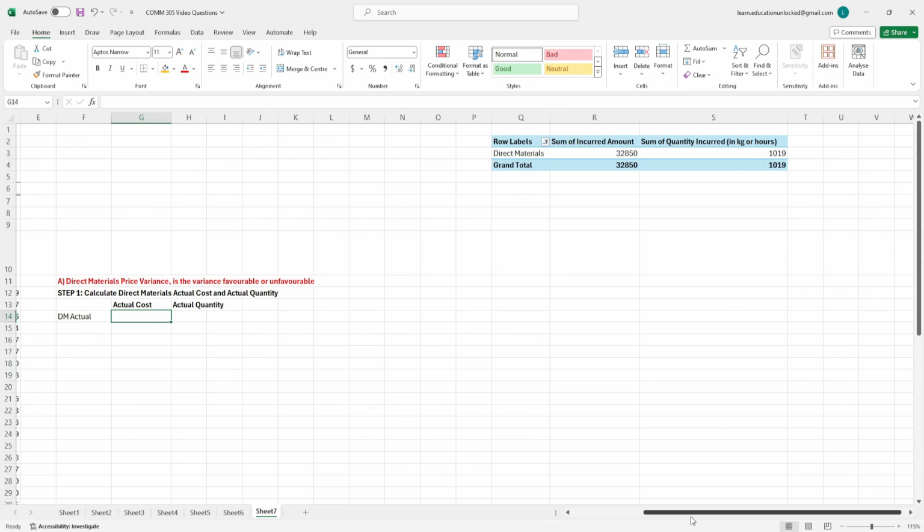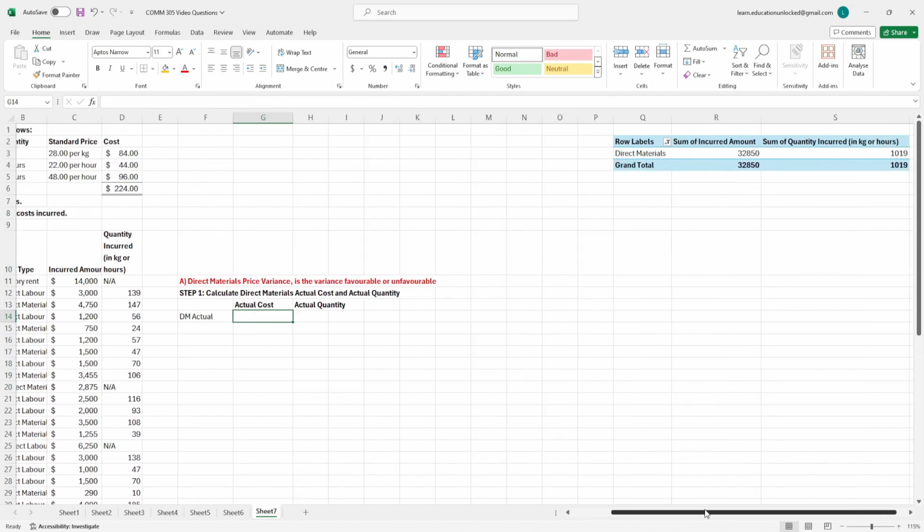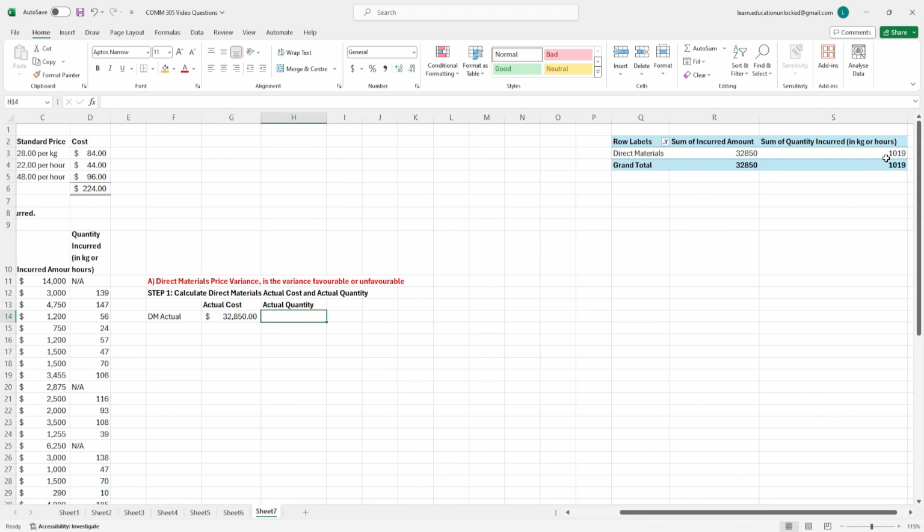All right, so since they tell us that all this data is the actual manufacturing cost incurred, we'll be using that for our step one. So actual cost is going to be 32,850. Our actual quantity is 1,019. So that's our step one.